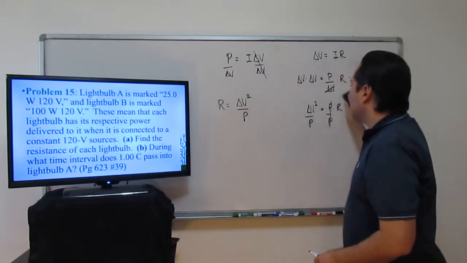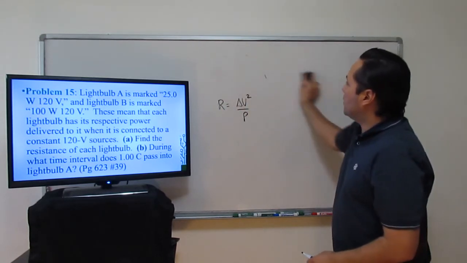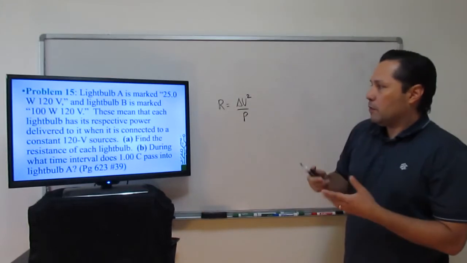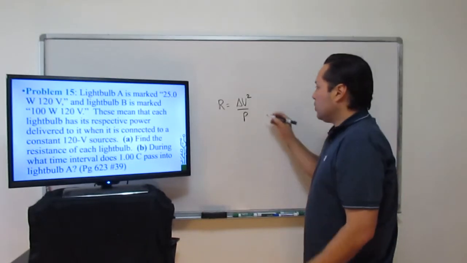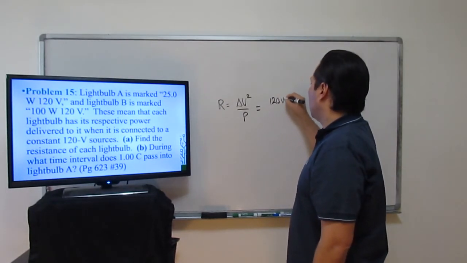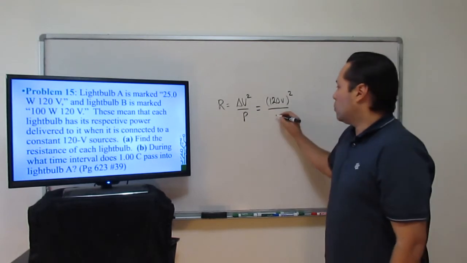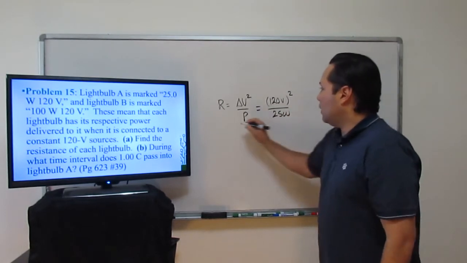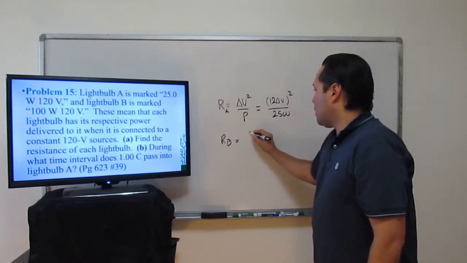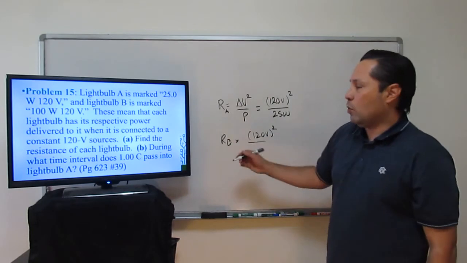Erase the rest to give ourselves plenty of space on the board. For our first one, the voltage is 120. So this is going to be our numerator, divided by the power, which was 25 watts. And that's going to be for light bulb A. For light bulb B, it's going to look the same, 120 in the numerator, but the denominator is the 100 watt bulb.